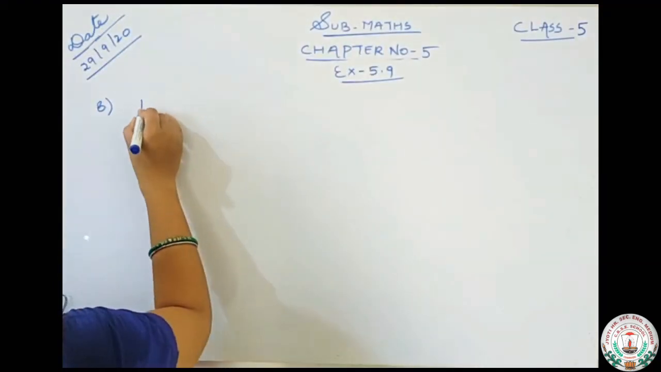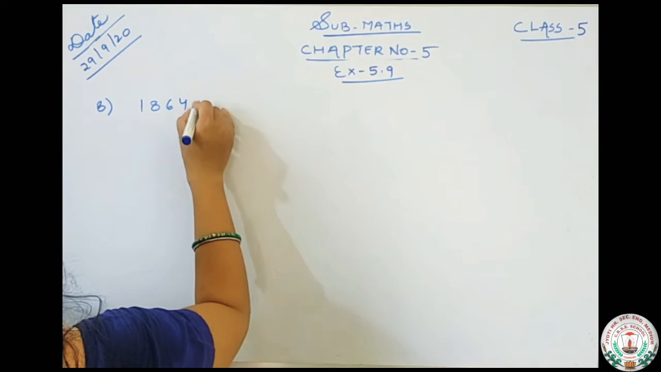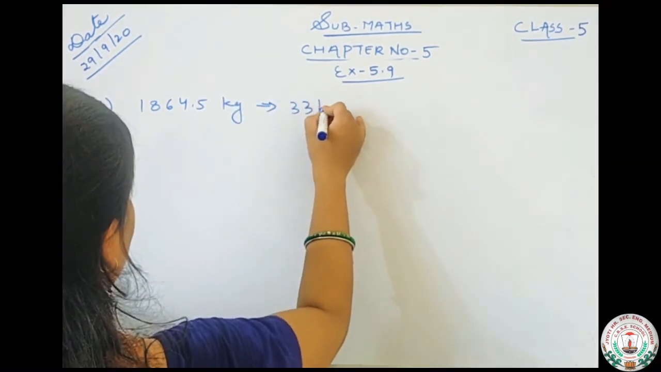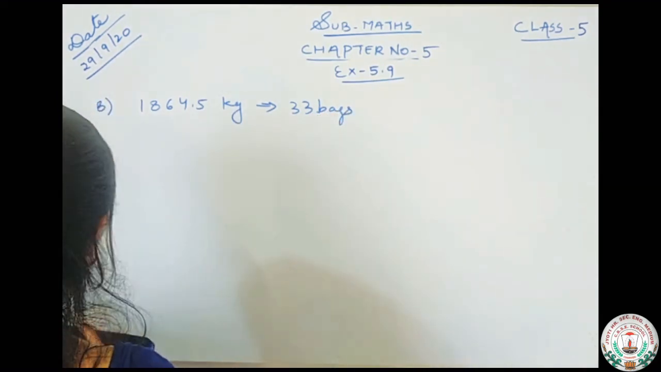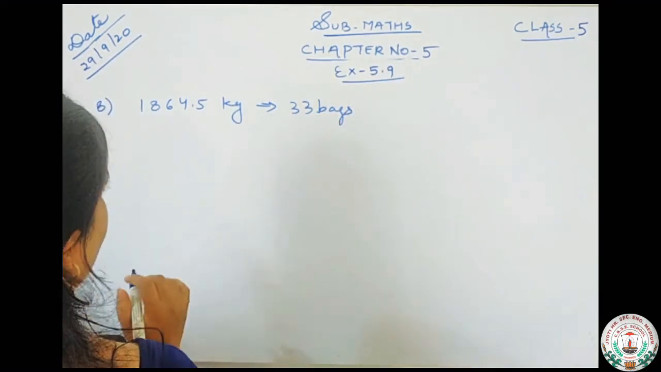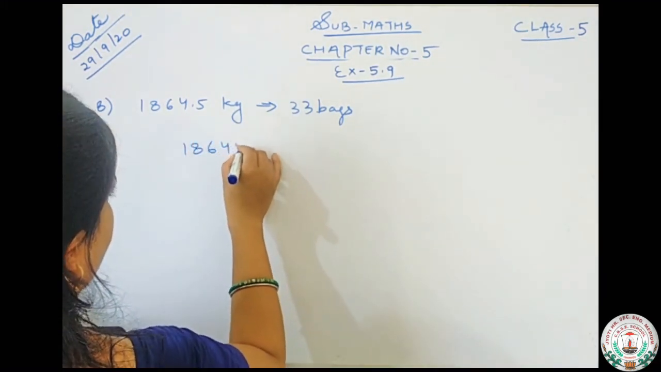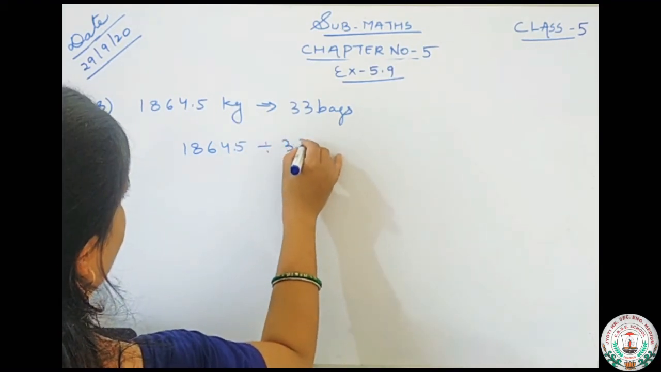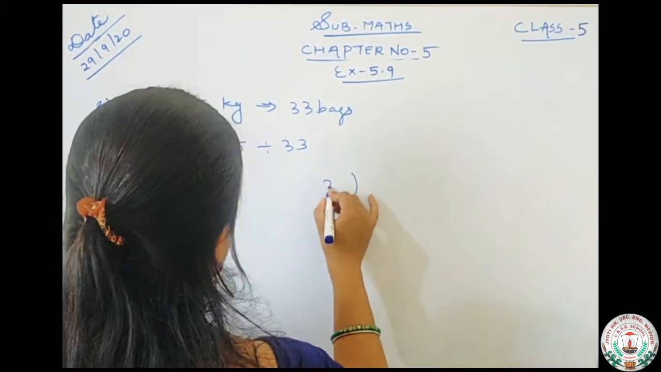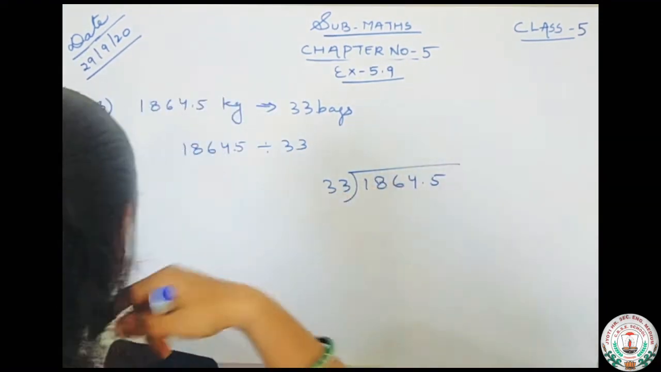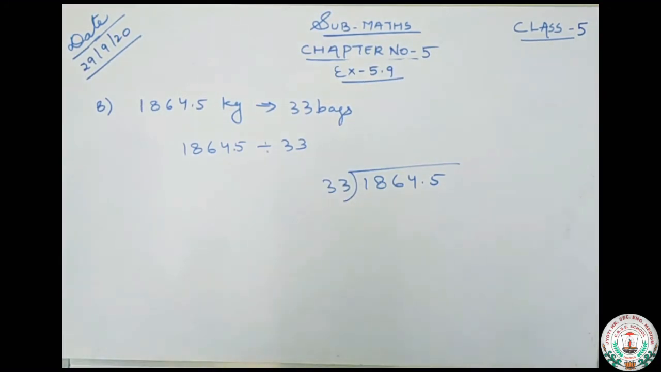Question number 8: a shopkeeper has 1864.5 kilograms of wheat in 33 bags. How much wheat is there in each bag? What do you have to find out? How much wheat is there in each bag? So how will you find it out? Divide this by 33. 1864.5 divided by 33.